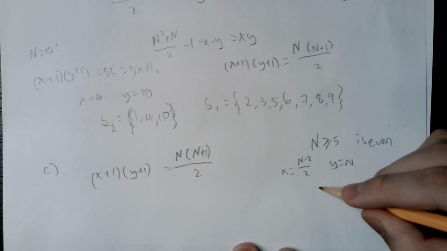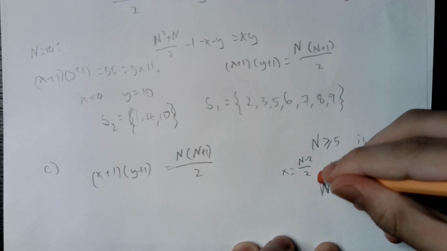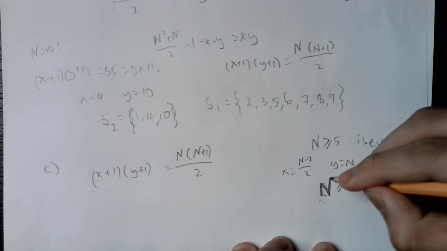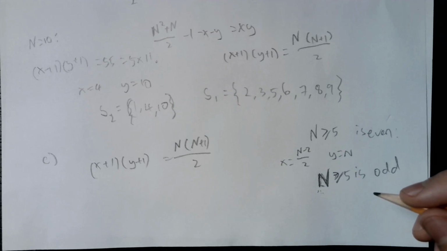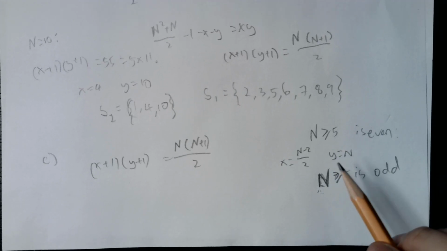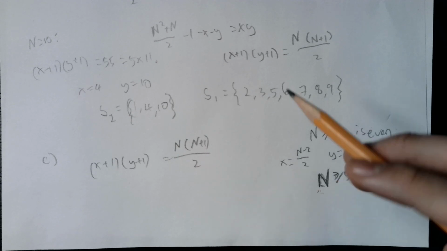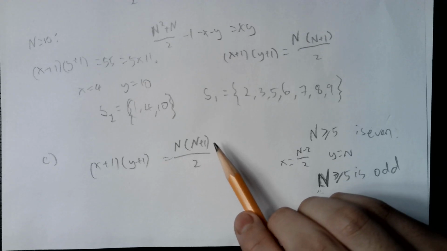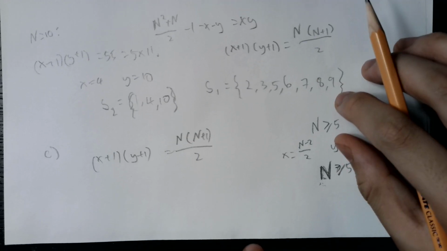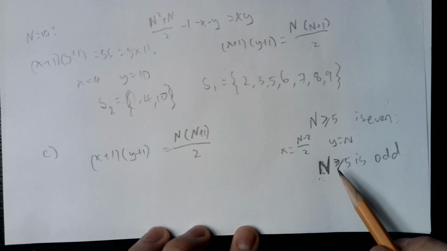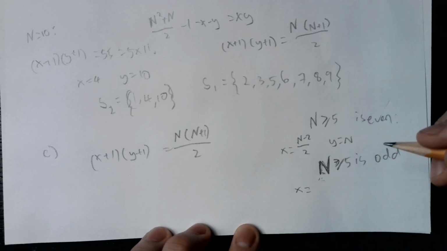So our second case is, what if N bigger than or equal to 5 is going to be odd? What would happen here? Similar to before, we can look at this number and split it into N plus 1 times N divided by 2, or we can also split it into N plus 1 divided by 2 times N. So since in the second case N is odd, we need to change it around to make sure that both X and Y are still integers.